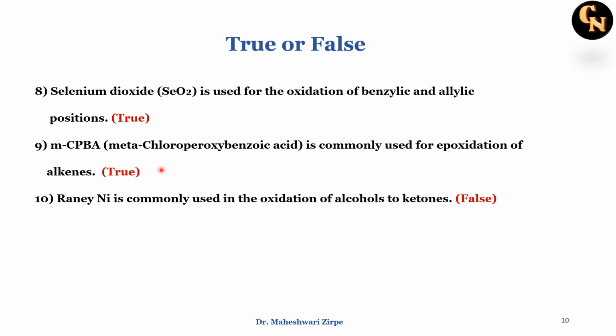Now the next one is metachloroperbenzoic acid is commonly used for epoxidation of alkenes. Very much true. The last one, Raney nickel is commonly used in the oxidation of alcohols to ketones. So this is false. We have already seen that Raney nickel is used not for oxidation of alcohols, but for reduction. Whenever it is Raney nickel, it is always combined with reduction, not oxidation. So it is a reducing agent, so it cannot oxidize. So the statement is false.